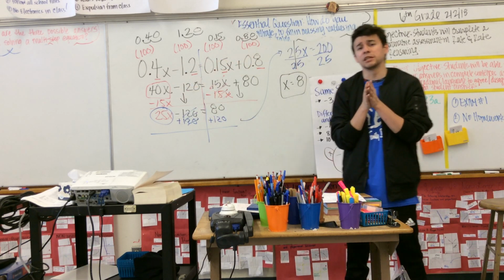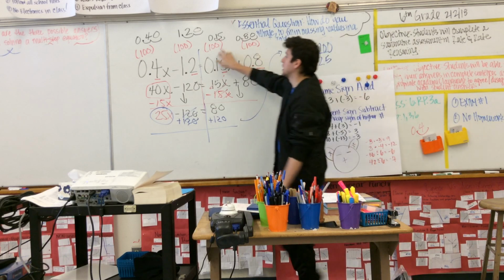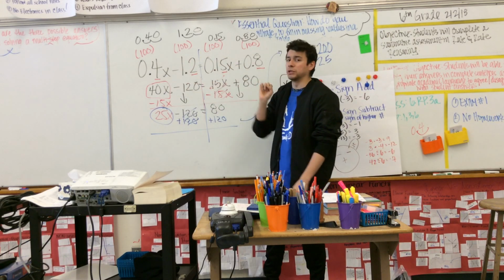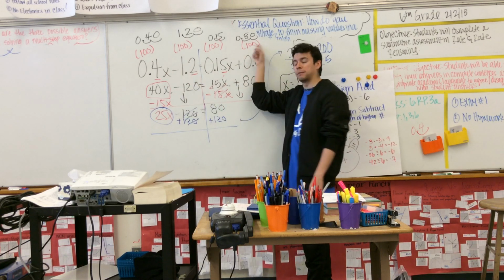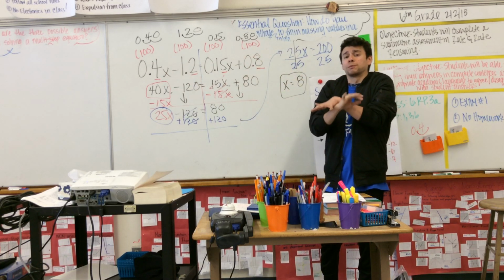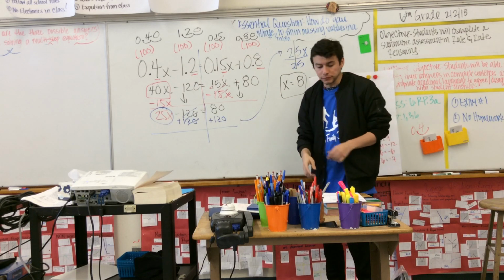The biggest mistake that I see a lot of students make is, yes, they understand they have to multiply by 100, but they only multiply certain numbers. Like, they multiply this, this, this, and they forget to multiply this one by 100. That will throw off your problem completely. Let's do another one.